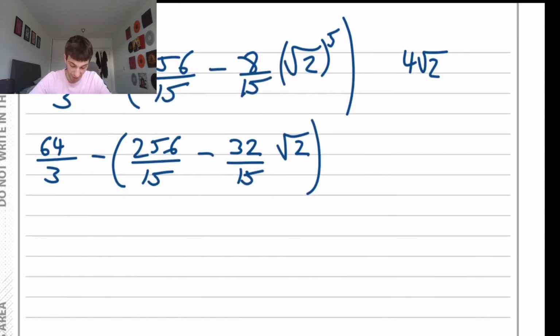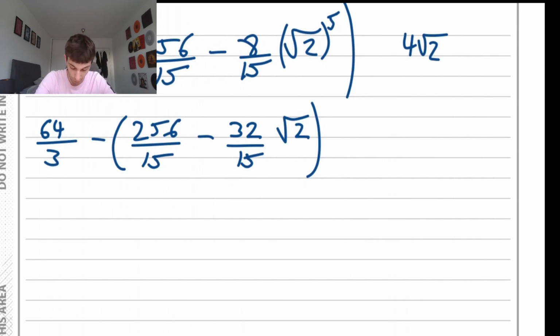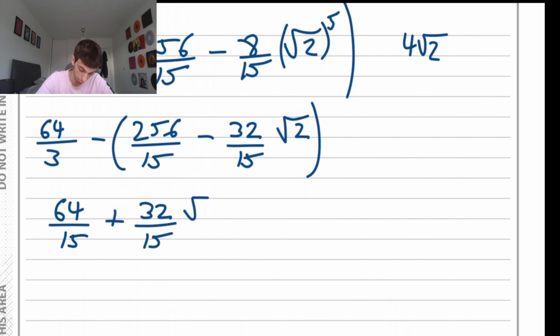So what do we have here? We have 64 over 3, take away 256 over 15. Put in the calc, 64 over 3 minus 256 over 15 gets us 64 over 15. So we have 64 over 15, and then we have minus 32 over 15 root 2. So we have plus 32 over 15 root 2.